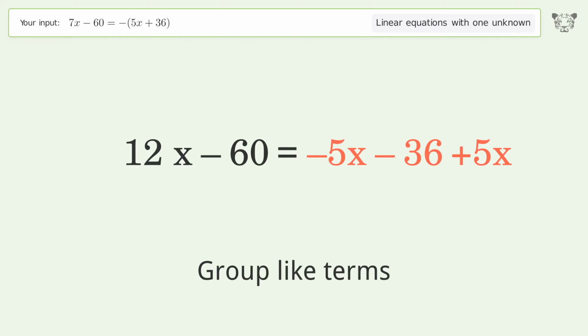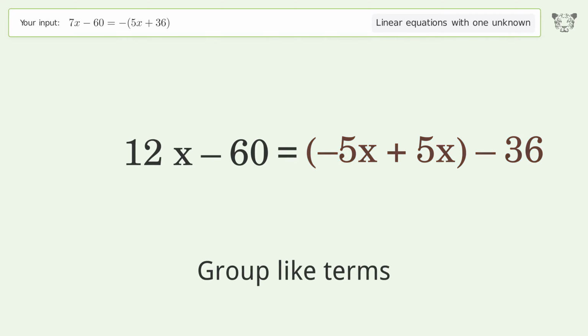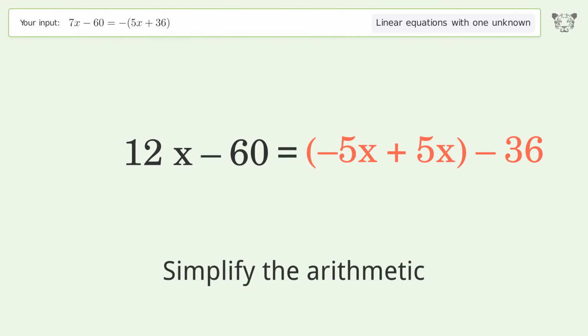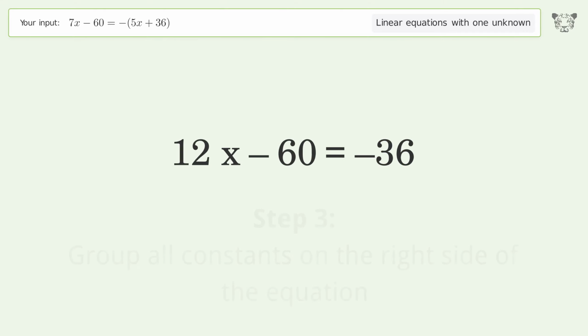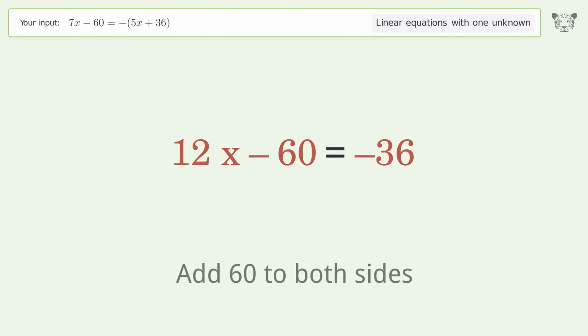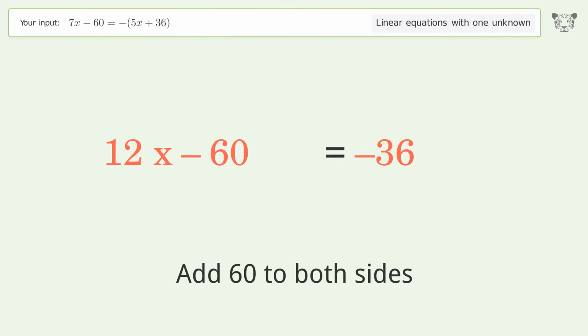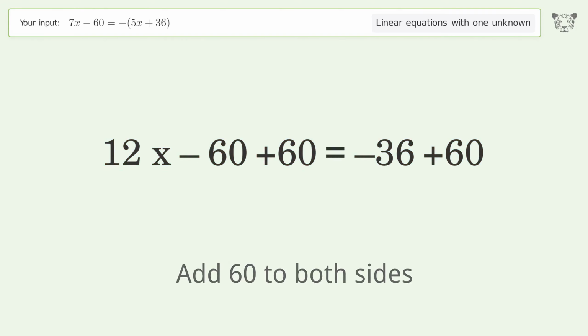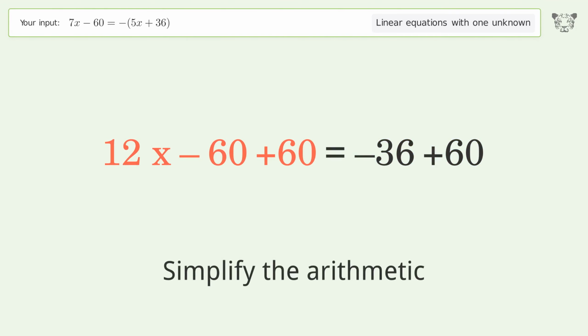Group like terms. Simplify the arithmetic. Group all constants on the right side of the equation. Add 60 to both sides. Simplify the arithmetic.